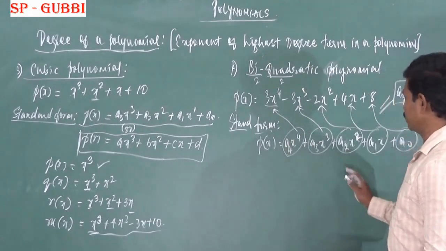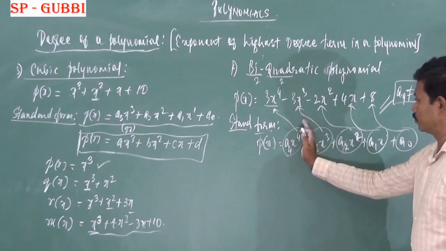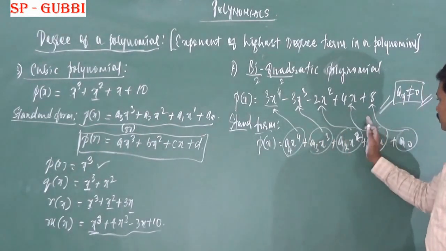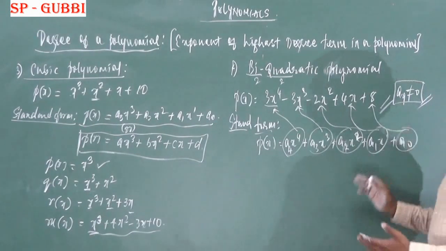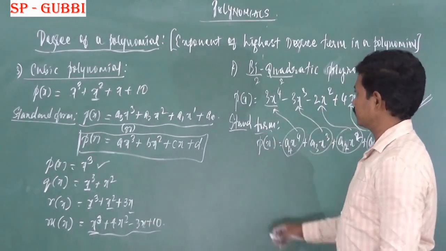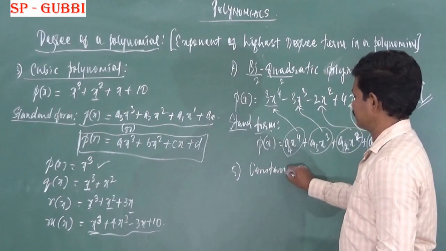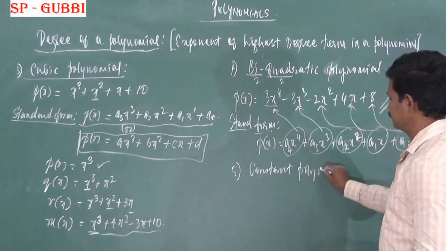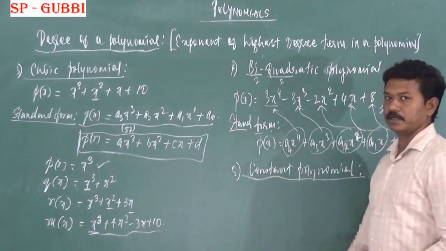A biquadratic polynomial can be only a monomial, or a binomial, or a trinomial, or a polynomial with 4 terms, or a polynomial with 5 terms. This is the possibility. So let us go with another type, that is a constant polynomial. This is very, very important. Most of the problems you are going to come across this.